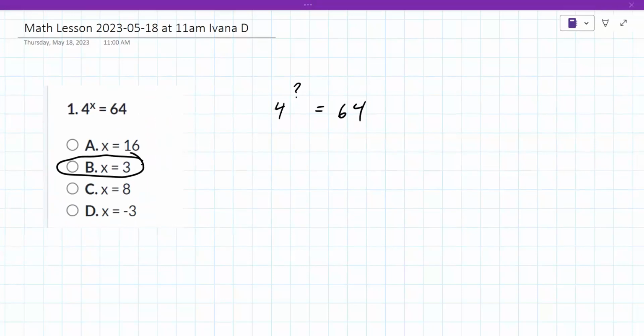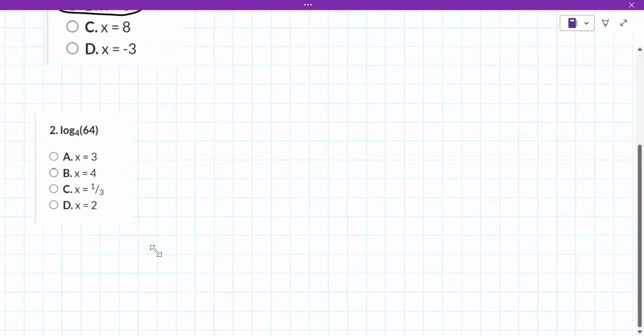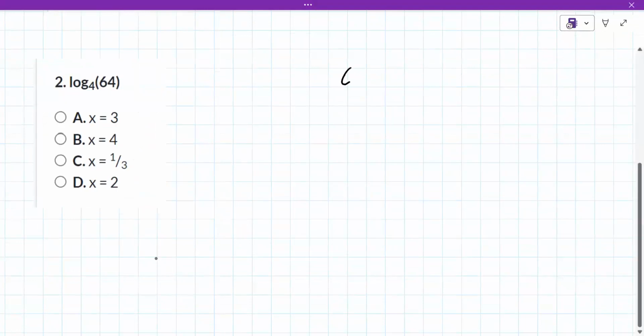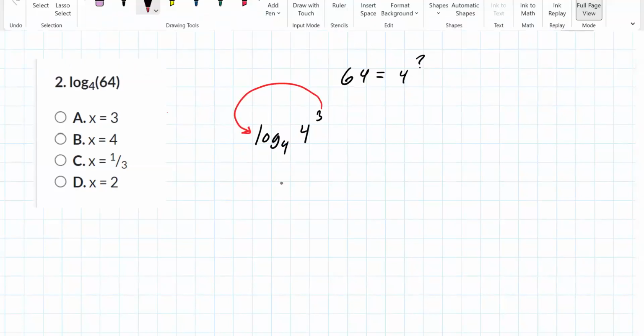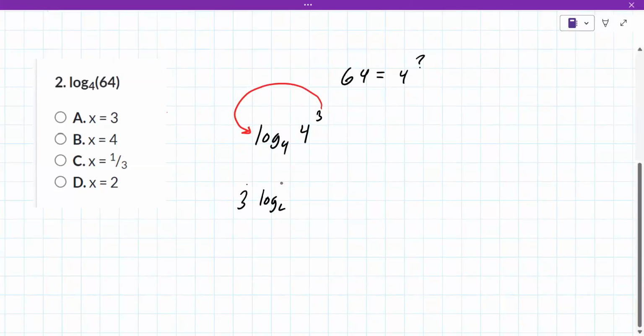The next problem is very similar, different structure though. The goal again is to write 64 as 4 to some power. We know that that is 4 to the third power. And if you recall from our previous lessons, you take that exponent and you move it in front. So it becomes 3 log base 4 of 4. These are the same. 3 times 1 is 3. There's your answer.